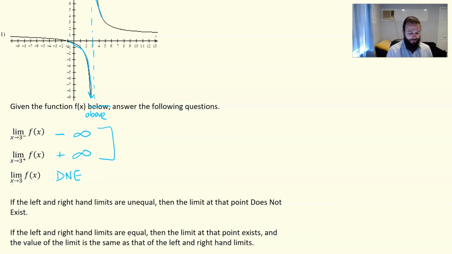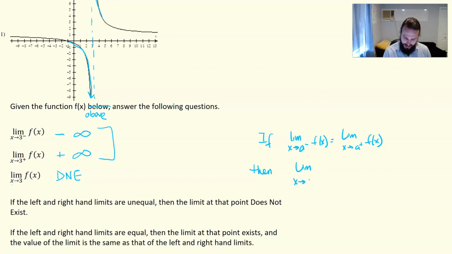If the left and right-hand limits are equal, then the limit at that point exists, and the value of the limit is the same as the value of the left and right-hand limits. Meaning, if the limit as x approaches a from the left of f of x equals the limit as x approaches a from the right side of f of x, then the limit as x approaches a of f of x equals the limit as x approaches a from the left, and also the limit as x approaches a from the right. They're all the same.